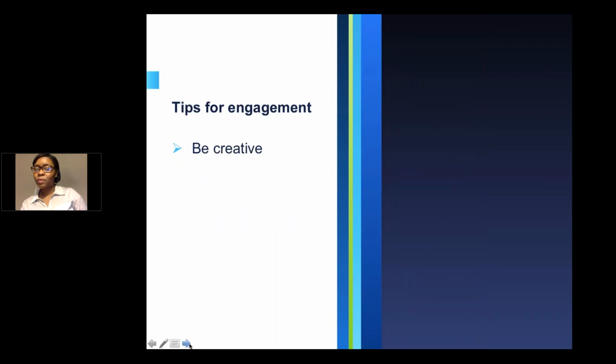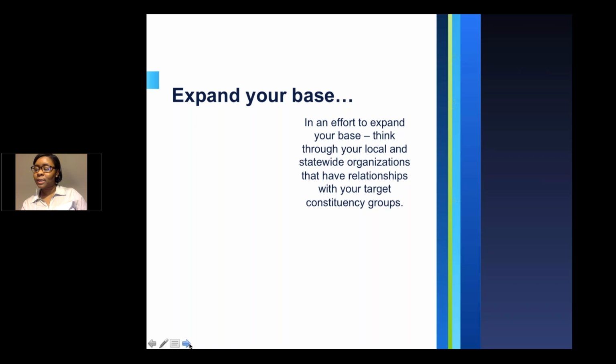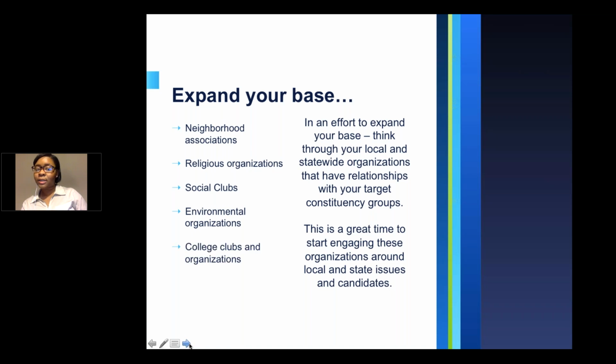Tips for engagement: be creative, be strategic, and be inclusive. Different states have key constituency groups that are needed to turn out the vote in their state. In non-presidential years, state and local parties can use this time to be creative to expand their base. In an effort to expand your base, think through all local and statewide organizations that have relationships with the target constituency groups. This is a great time to start engaging these organizations around local and state issues and candidates. These groups can consist of neighborhood associations, religious organizations, social clubs, environmental organizations, and college clubs and organizations. You should think broadly and outside the box to engage key groups.